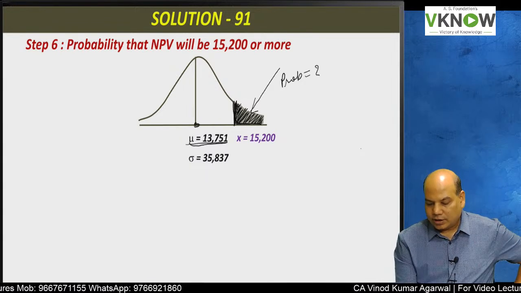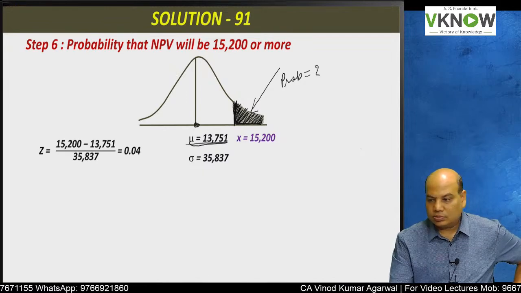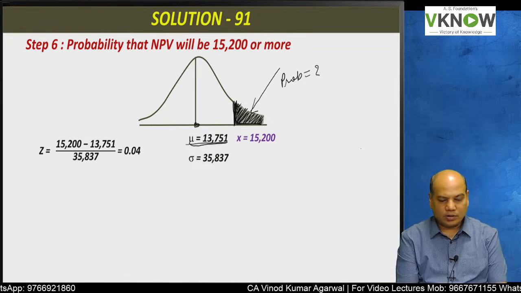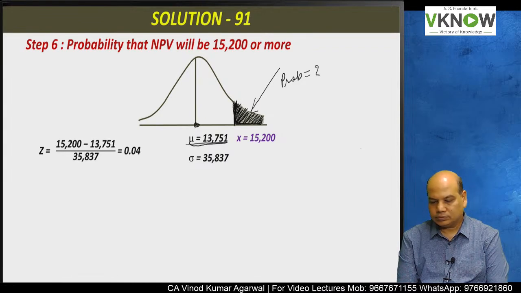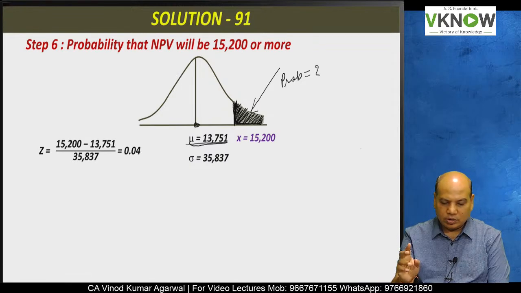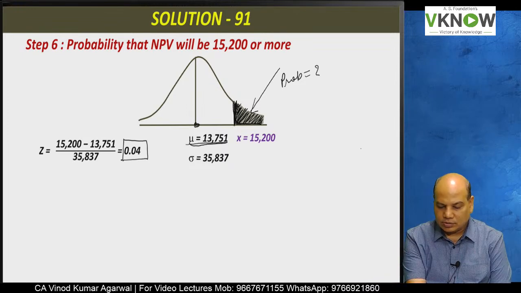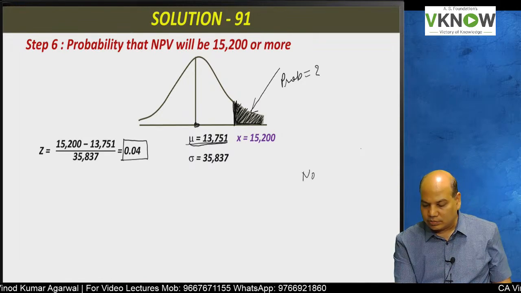So I will first find Z value. Write down Z is equal to 15,200 minus 13,751 divided by 35,837, and that is equal to 0.04. Please check, is it 0.04? Now go to the normal table.